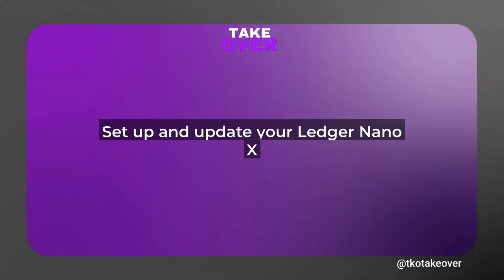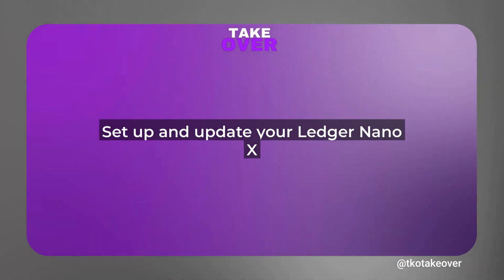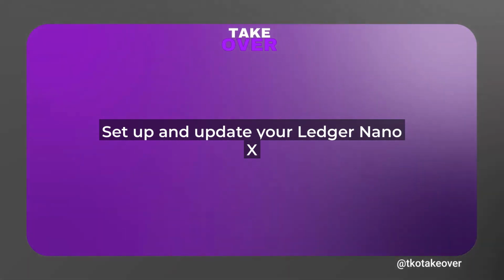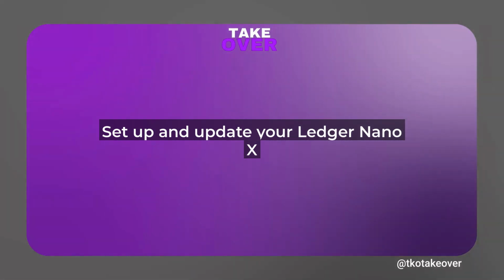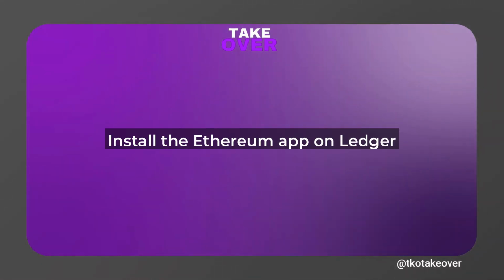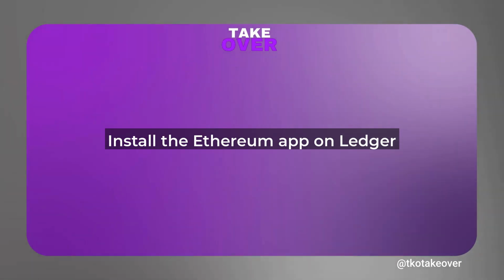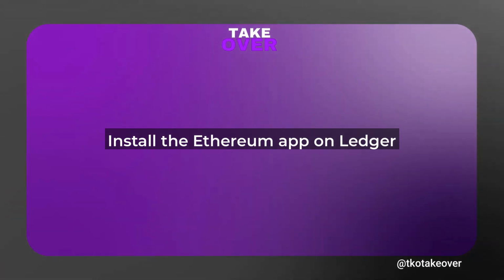Let's dive right in. First things first, make sure your Ledger Nano X is fully set up and updated. If you haven't already, download the latest firmware from the Ledger website and connect your device to your computer or phone. This ensures everything runs smoothly and securely.